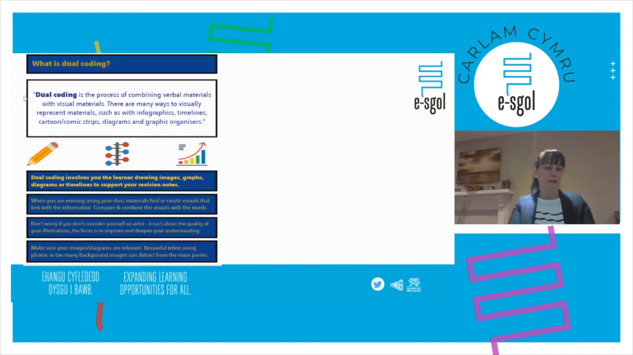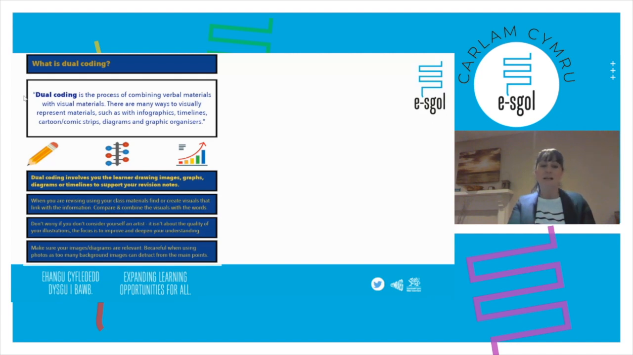So the first one we're going to look at for today's session is dual coding. Now, dual coding is the process of combining verbal materials with visual materials. There are many ways to visually represent materials. So you could have infographics, timelines, cartoons or comic strips, diagrams, graphic organizers. It basically means you are going to draw an image to represent the information that you've learned or to back up the information that you've learned.